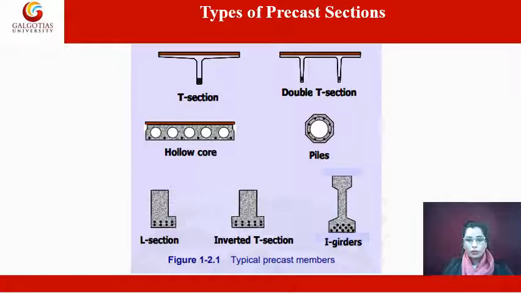So here are given some types of precast sections. As you can see, the first one is the T section. This is called the double T section, as is clear from its shape. And here you can see the hollow core. These are the piles. These are the L section, inverted T section, and I girder sections. So these are the typical precast members.